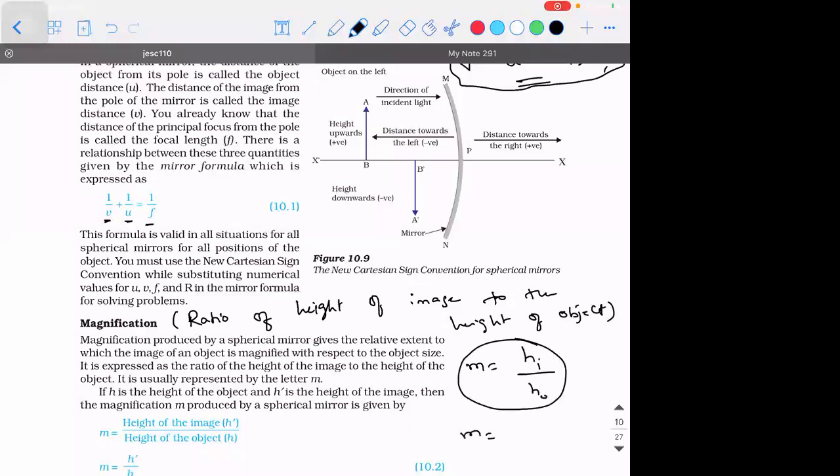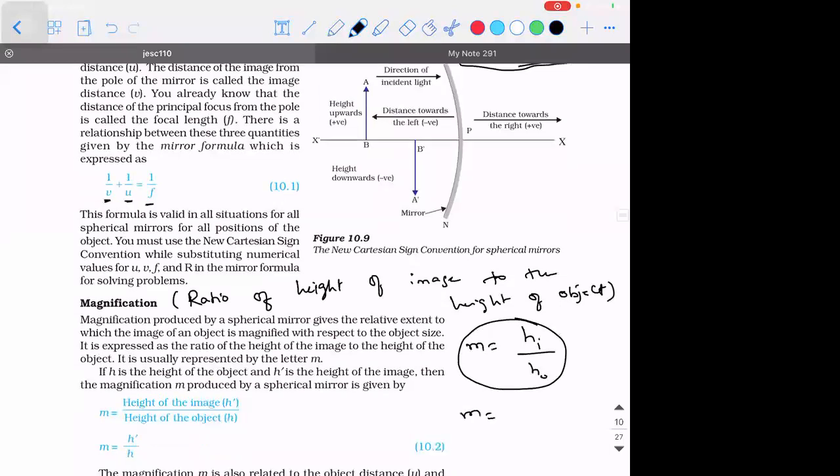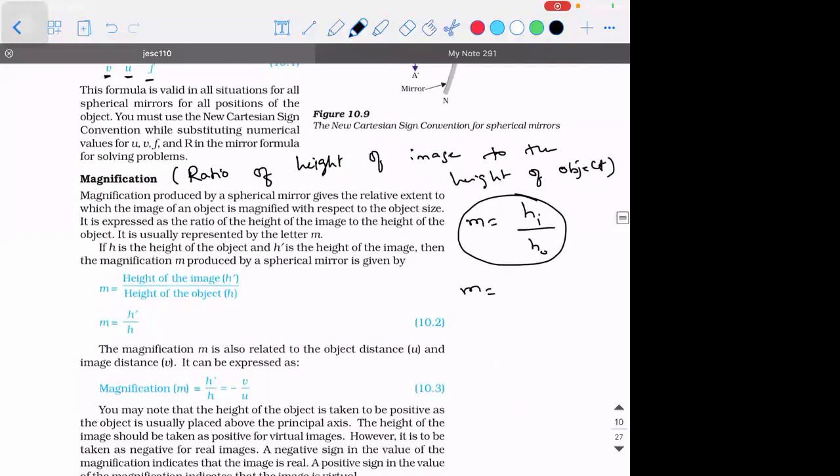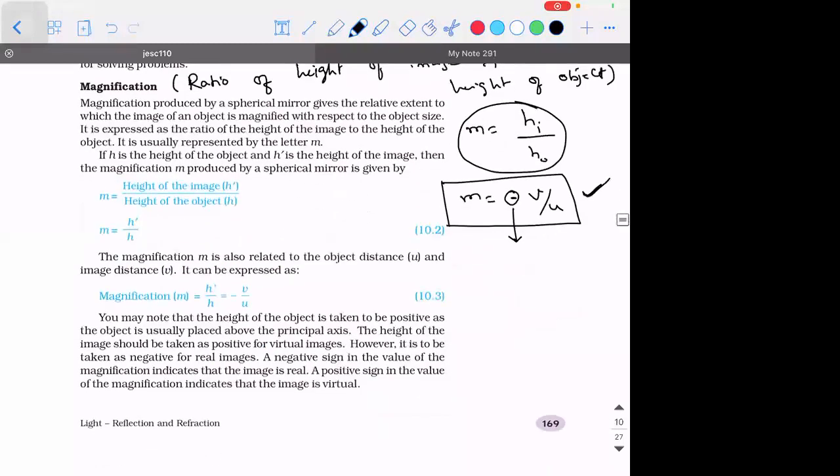The same height of the object and height of the image can be written in terms of image distance and object distance. How do you write it? M is equal to minus v by u. The minus sign is the indication of the magnification of a mirror. It is derived from the formula. Though you don't have the derivation, we need not worry about it. While you're applying the formula, you need to take this minus sign into consideration along with the regular sign convention. Have this point in your mind. Is that clear, guys?